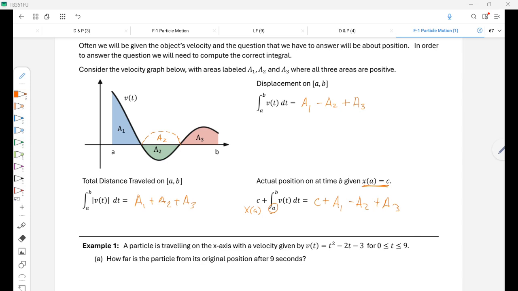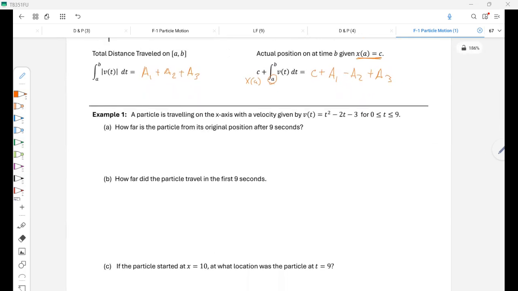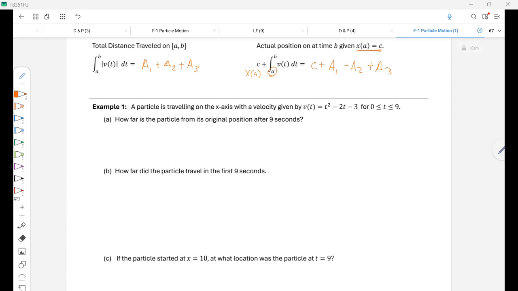Okay, so let's do an example of just those three questions. Example one: a particle is traveling on the x-axis with the velocity given by the velocity function. And we want to know how far it is from its original position after 9 seconds. I don't know where it started, so I can't figure out where it's ending, but I can figure out just how far it's moved from its original position. And I do that just by integrating.